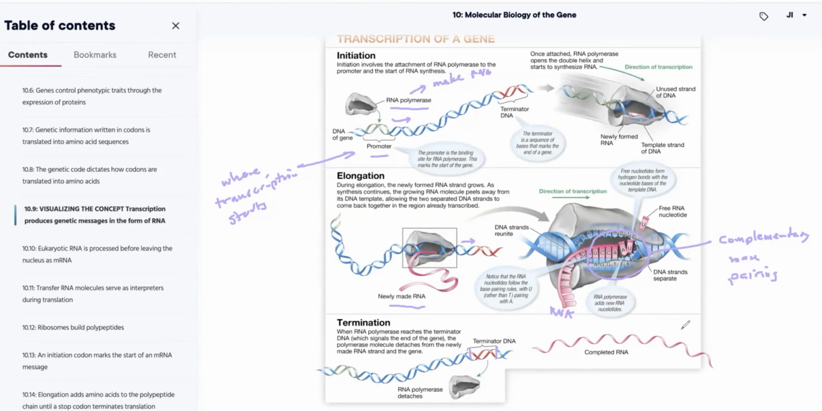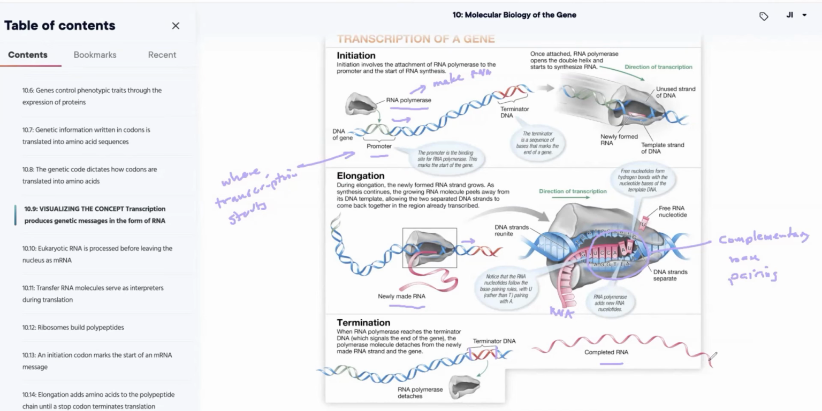I'll walk you through this again, because a little bit of repetition is a good idea. The process of transcription is very roughly similar to the process of DNA replication, except we're making a molecule of RNA instead of a molecule of DNA, and we're not doing the whole genome. We're only doing the gene, the transcription unit in the genome. So as opposed to 6 billion base pairs being copied, we're making an RNA copy of maybe a few thousand base pairs, right?